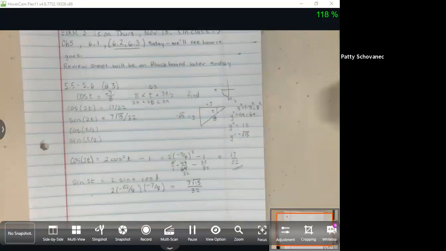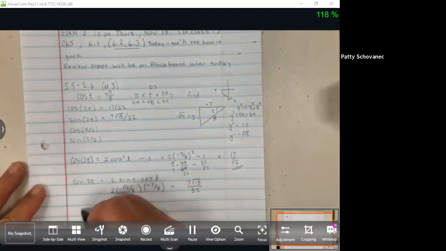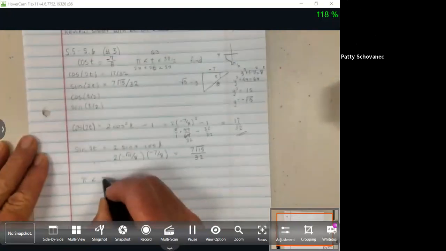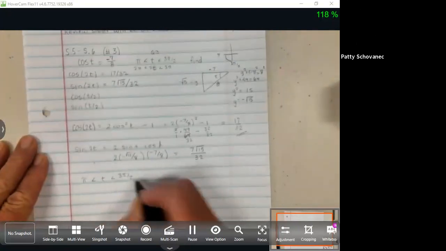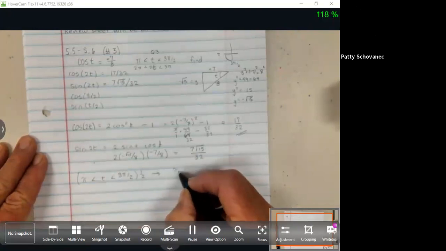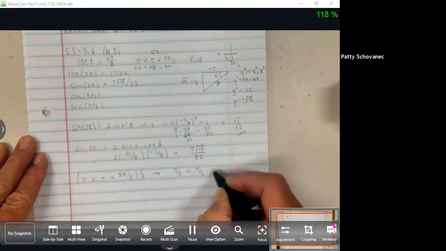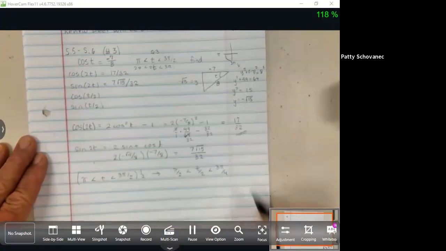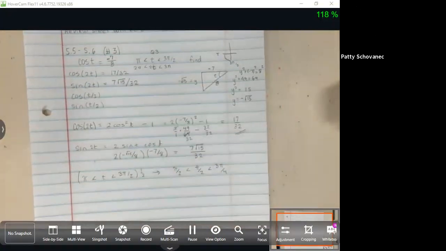The two half angle formulas have a plus or minus in front of the square root sign. I'm going to go ahead and figure out what quadrant the half angles are in. So again, I'm going to start with pi is less than t is less than 3π/2. And I'm going to divide everything by 2. So I have pi/2 is less than t/2 is less than 3π/4. So that's in quadrant 2. Quadrant 2 has a negative value for the cosine of t/2, and quadrant 2 has a positive value of the sine.